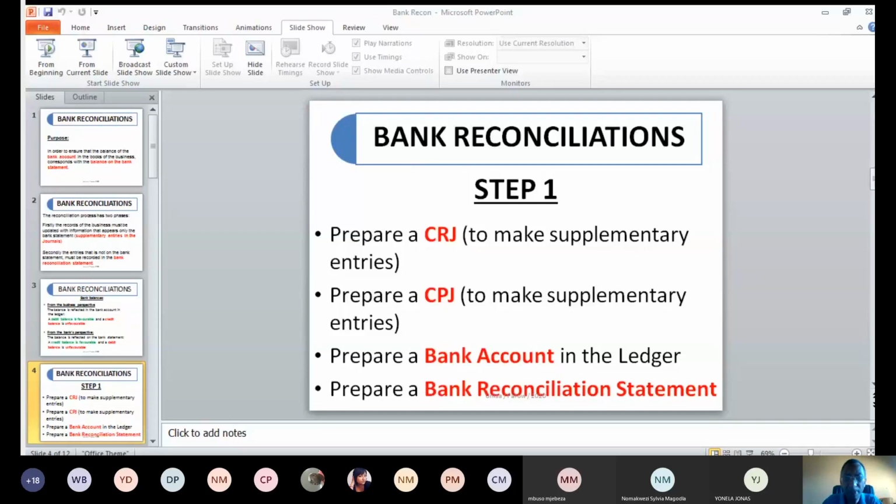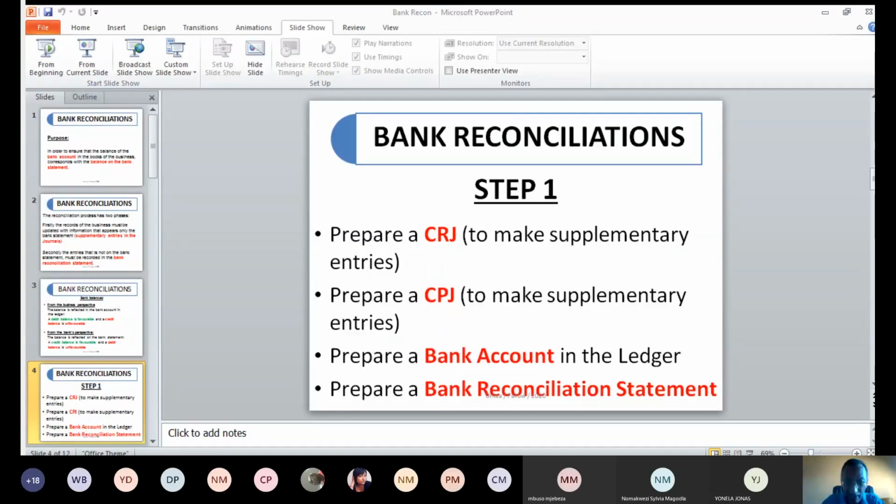In step number one, you prepare a cash receipts journal, only with a detail column and an amount column. And you also prepare a cash payments journal. You then prepare a bank account in the ledger, and you prepare a bank reconciliation statement. Please note the following, guys, that when it comes down to actual exams, then remember for FAC1501, you are issued with answer sheets. So you don't need to prepare these things. But when you are practicing now, then you must open up a cash receipts journal, a cash payments journal, a bank account, and a bank reconciliation statement.